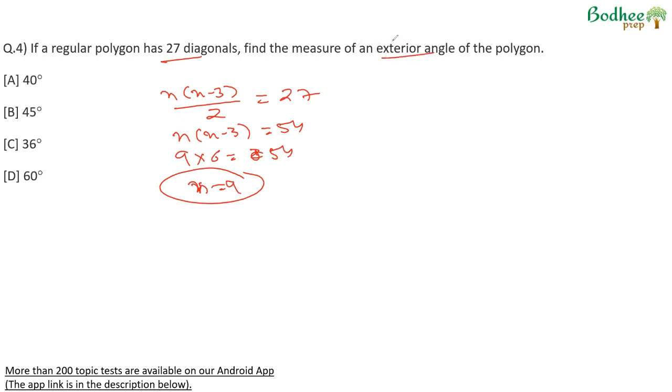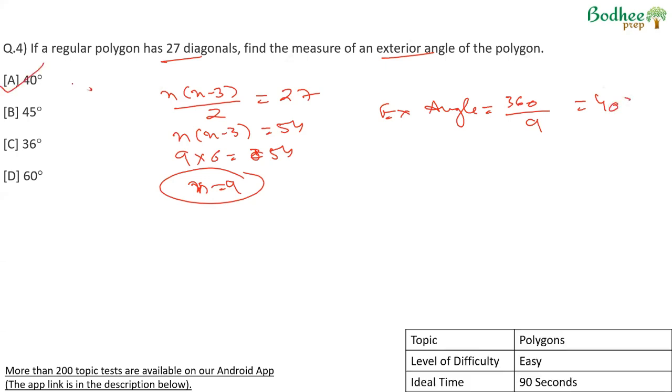Find the measure of exterior angle of a polygon. Exterior angle of any polygon is simply 360 by the number of sides. So 360 by n, or 40 degrees, option A becomes my answer. Easy question, direct formula, less than a minute and a half to solve.